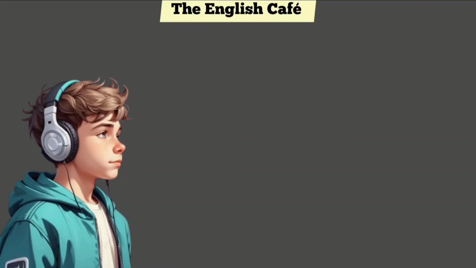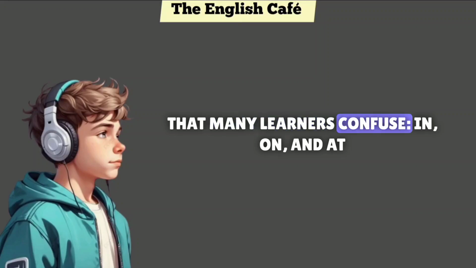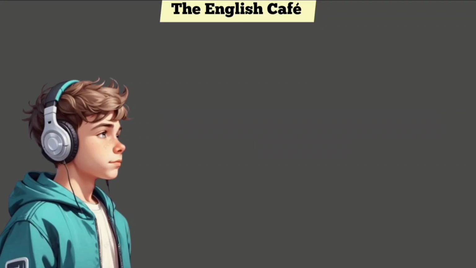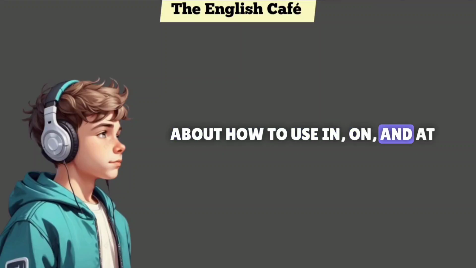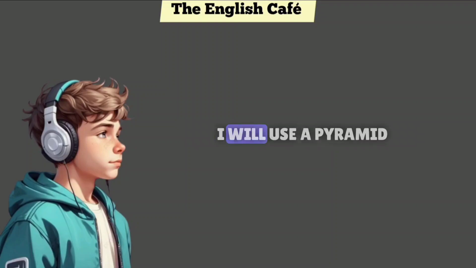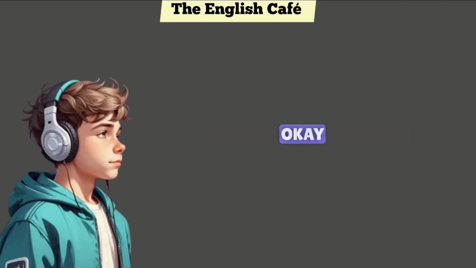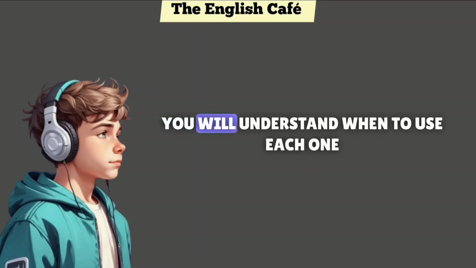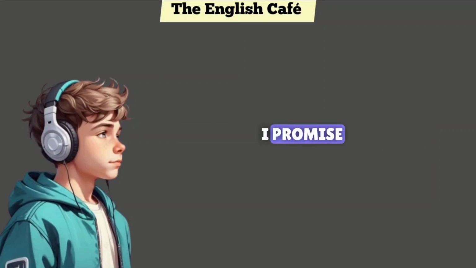I'm Jack. Today we're going to talk about three little words in English that many learners confuse. In, on, and at. They look simple, but they can be tricky. Many learners get confused about how to use in, on, and at. But today I will teach you a very simple trick. I will use a pyramid to show the difference. This is a pyramid. Okay. After this lesson, you will understand when to use each one and will never confuse them. I promise. Let's begin. All right.